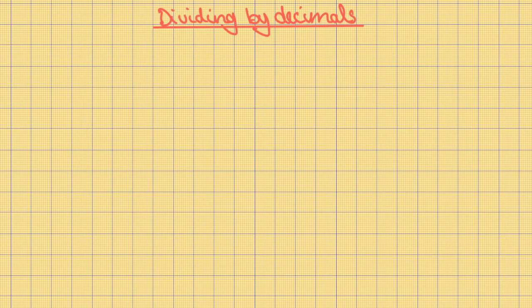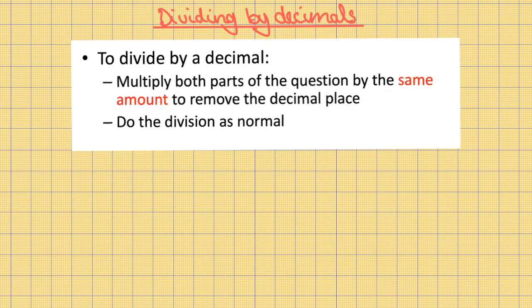Dividing by decimals. To divide by a decimal, first multiply both parts of the question by the same amount to remove the decimal place. That is, multiply by 10, 100, 1,000, etc. Second, do the division as normal.